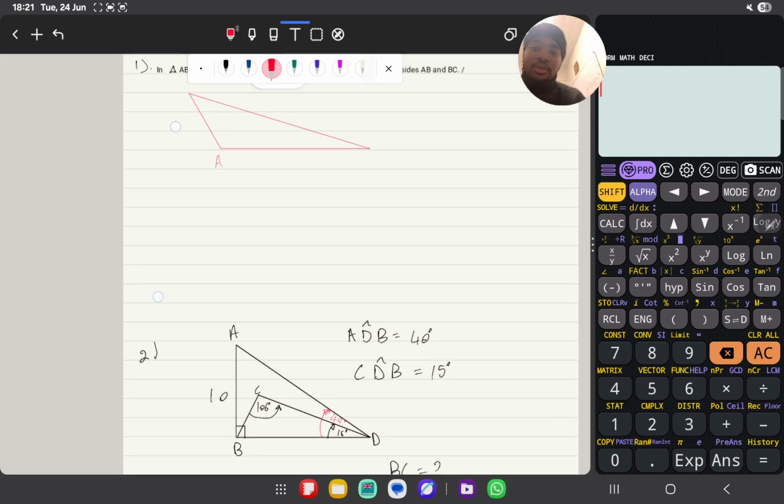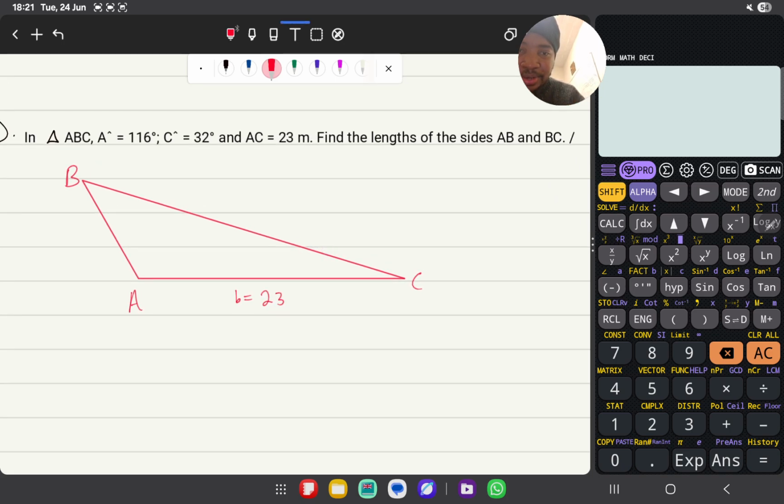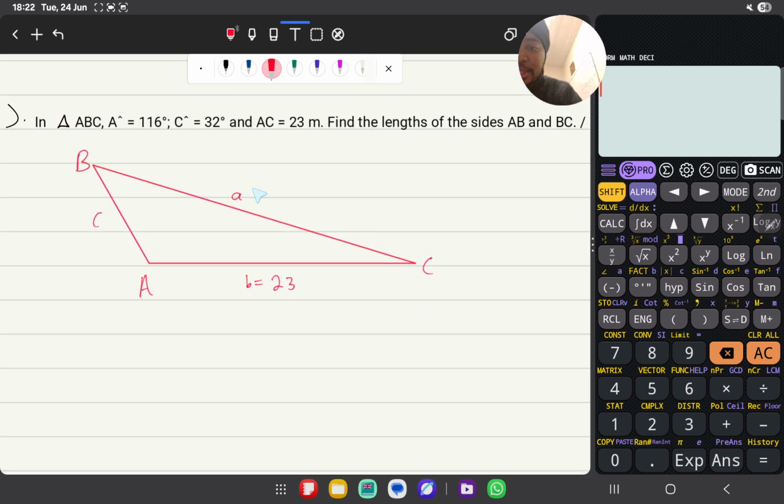Cool. So let's say this is C and this is B. All right, this is A. They're saying AC, which is B, I'll say equals 23 meters. And then we have to find AB, which is actually C. We have to find C. We have to find BC also, which is A. We have to find A. I would say equals question mark.